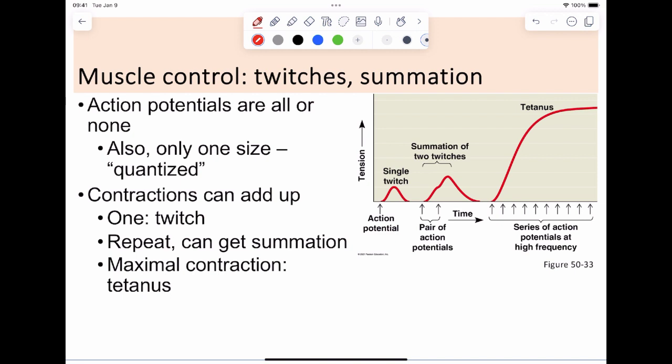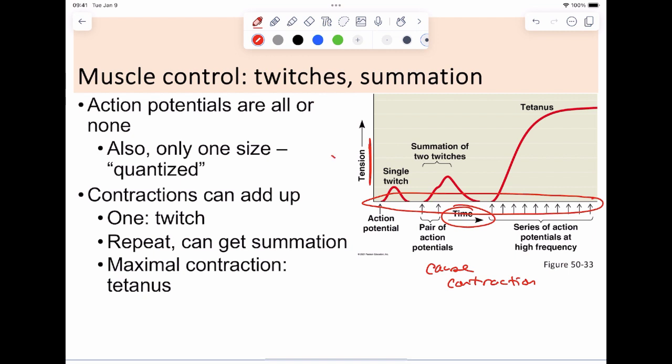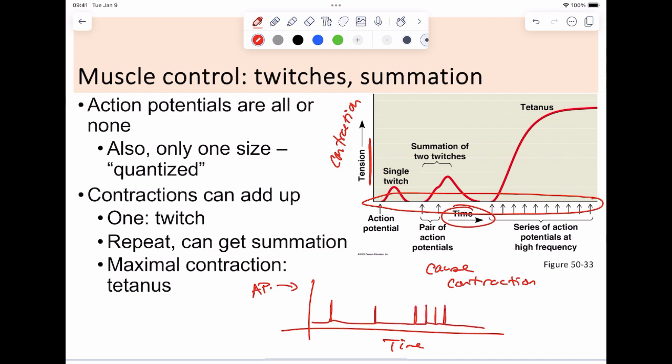So, what we can do is we can actually keep track here on the horizontal axis of time. What we're going to do here is we can say, cause the contraction. And on the vertical axis, we'll actually measure the tension, meaning the contraction. If I look at an action potential, so for action potentials, here's what it would look like over time. I would see beep, beep, beep, beep, beep, beep, or I can get them like all in a row.